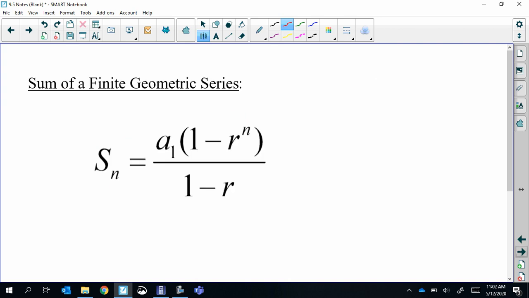So we can find sums. Finite just means it stops. It goes on for a certain amount of time and it stops. We did the same thing in our previous lesson yesterday with arithmetic sequences. We had that formula. This formula is a little different, a little more complicated, perhaps. More exponents, harder to multiply out, but same idea.